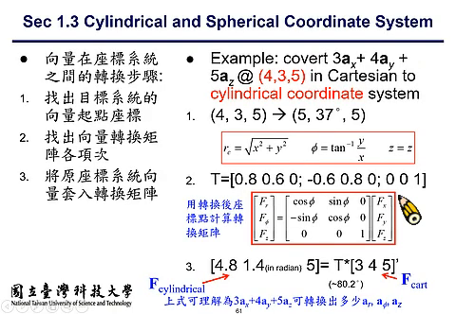So as a contrast, let's modify this problem a little bit. Say we have the same vector, 3ax plus 4ay plus 5az. However, this time the vector is placed at a position of 4, 3, 5, a somewhat different position.